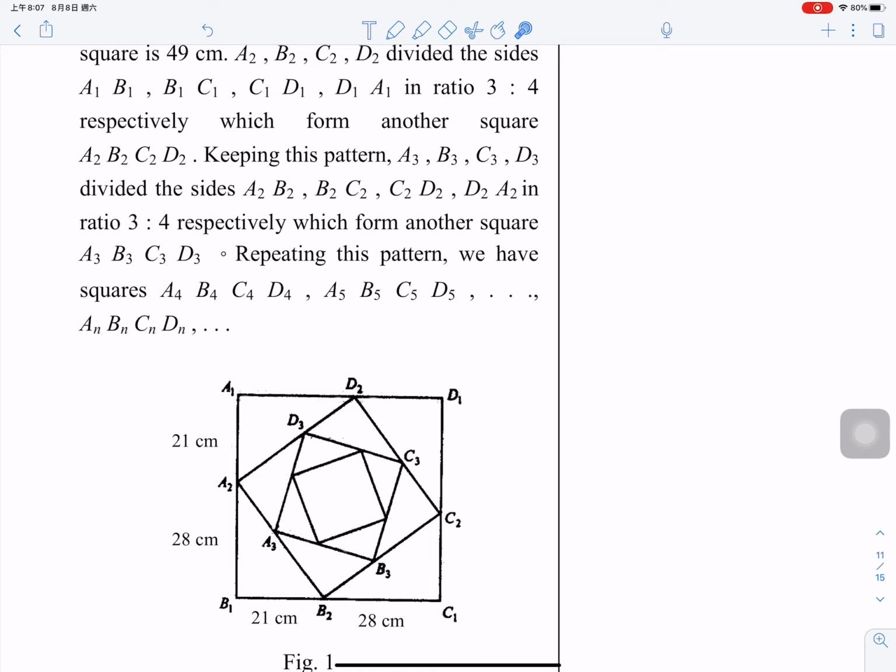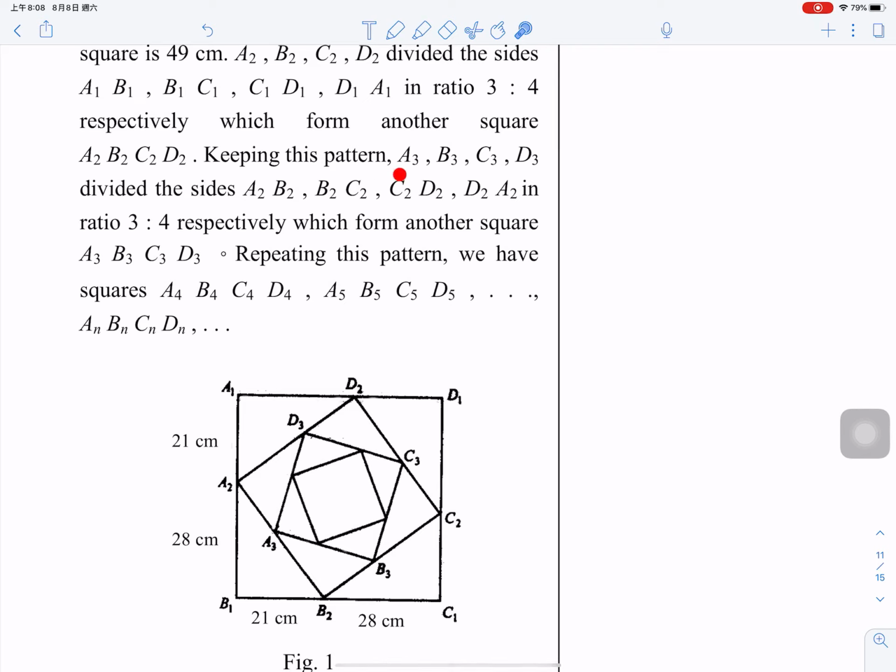In the ratio 3 to 4. See here, 3 to 4, 3 to 4, respectively, which form another square, A2, B2, C2, D2. After dividing in the ratio 3 to 4, join all these points, then it forms another square.